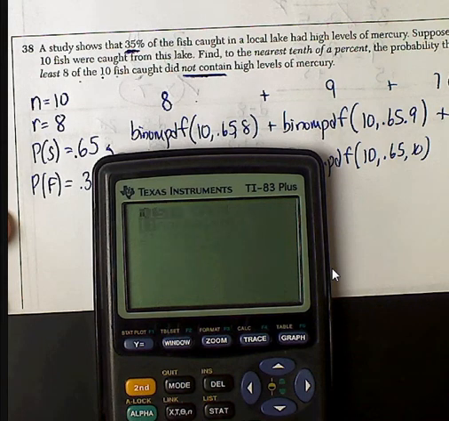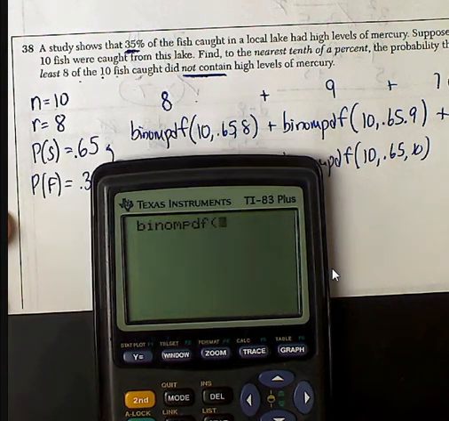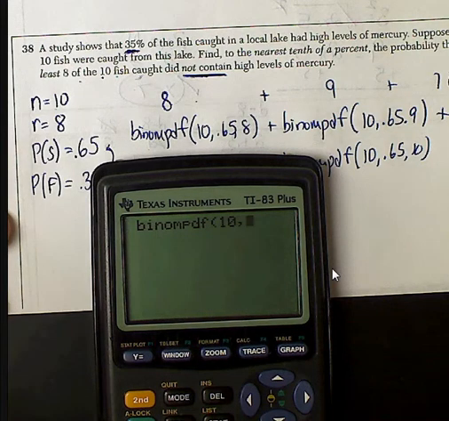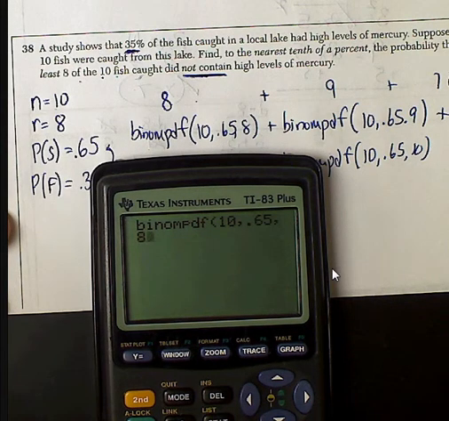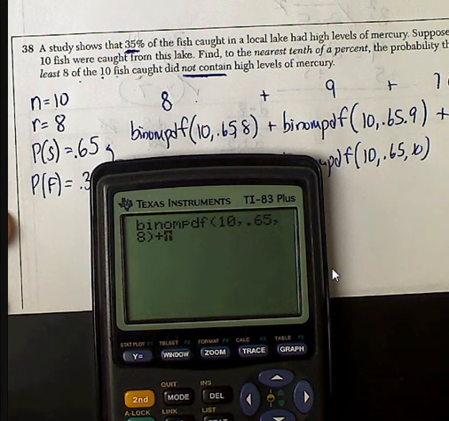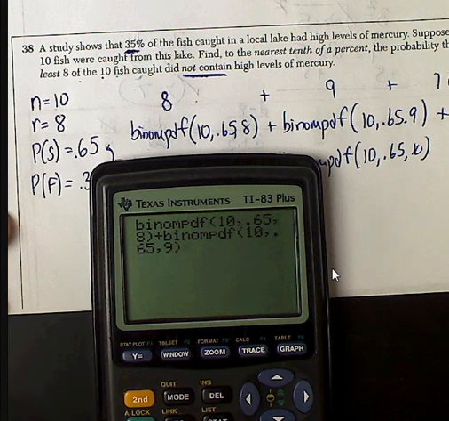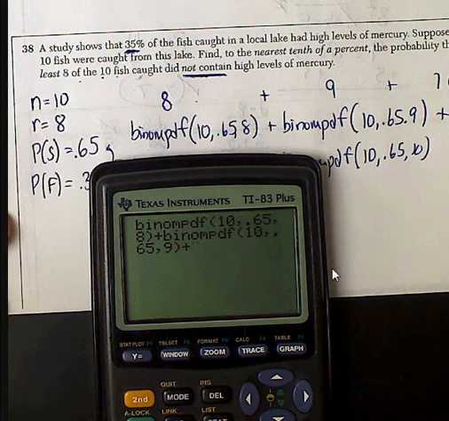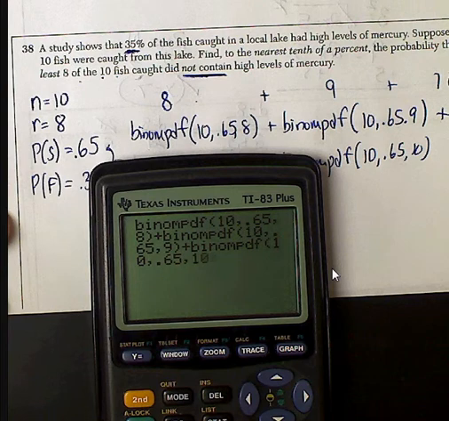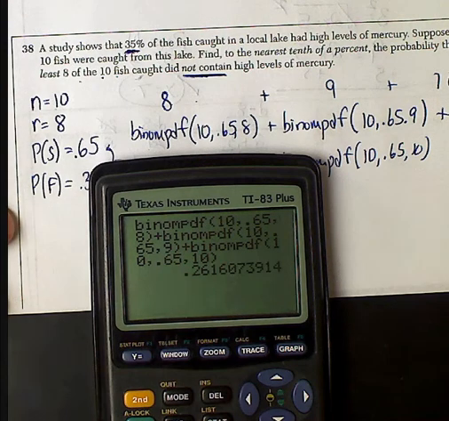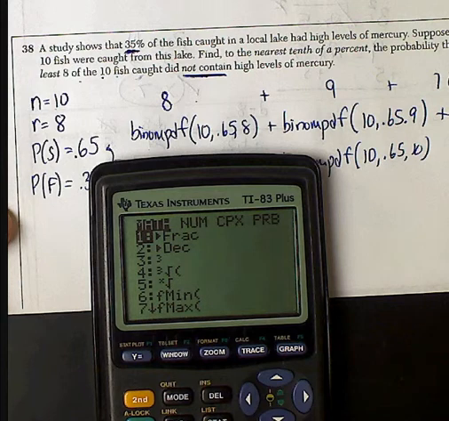So second, vars 0, and we're going to have 10, comma 0.65, comma 8, plus second, vars 0, 10, comma 0.65, comma 9, plus second, vars 0, 10, comma 0.65, comma 10. And enter. It gets our answer, math, fraction, fraction.